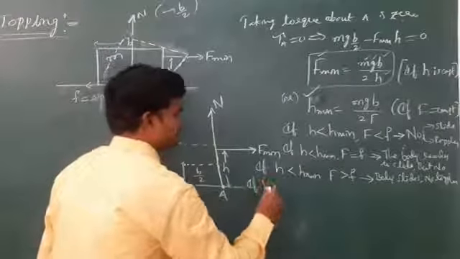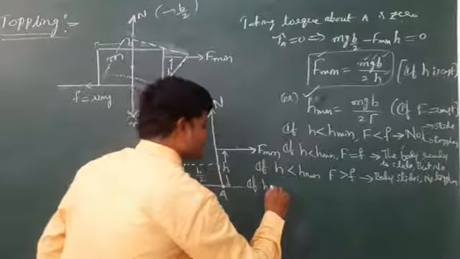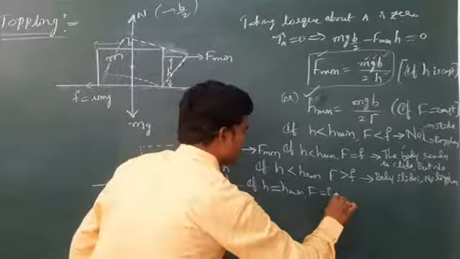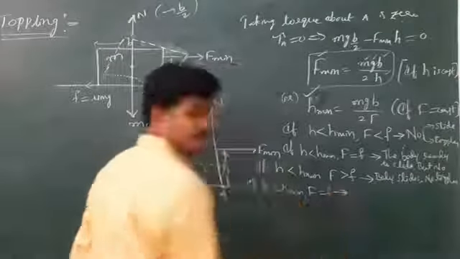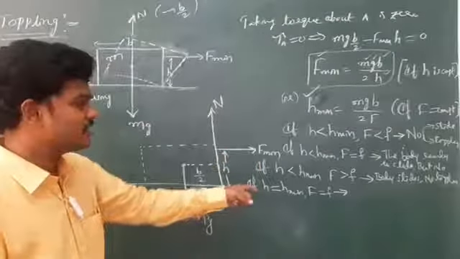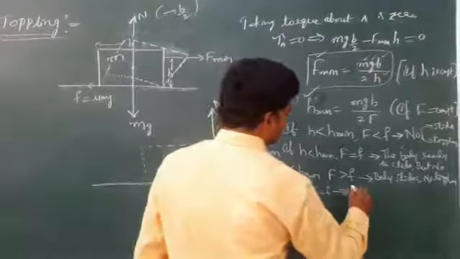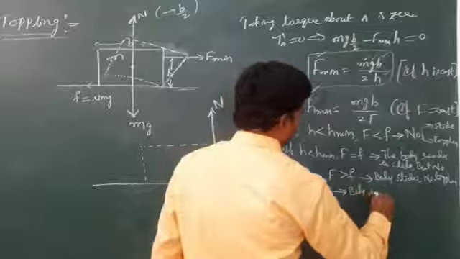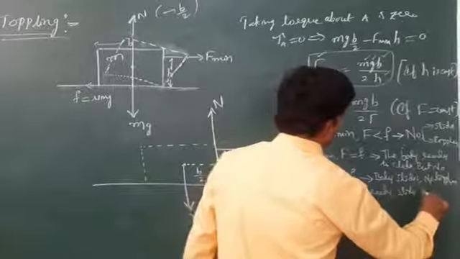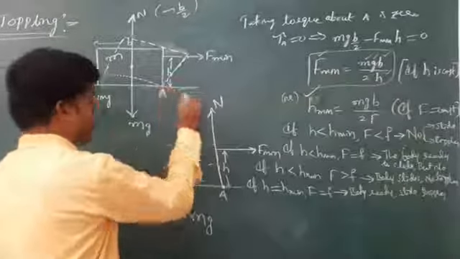If H equals H minimum and F equals f, that means the applied force equals the frictional force and the height equals the minimum height. Then in this case, the body is ready to slide and ready to topple about this point A.